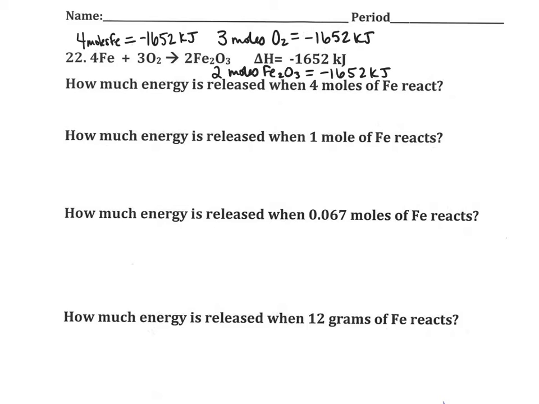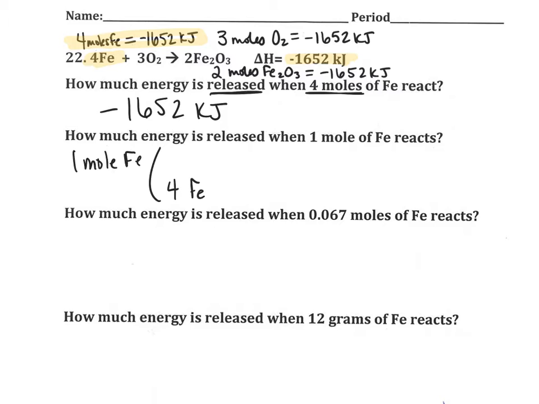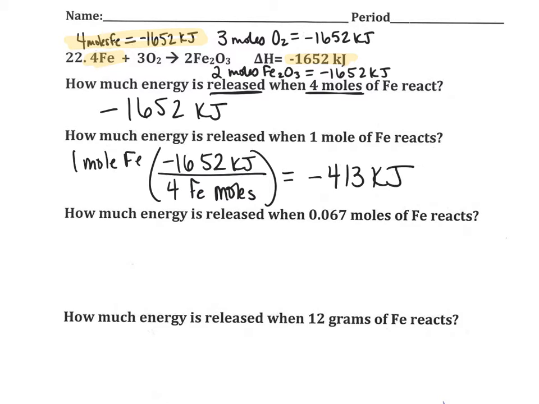So the first question wants to know how much energy is released when 4 moles. Well, if I look at my information here, I've got 4 moles. 4 moles is making my equation balanced, produces 1,652 kilojoules of energy. Now, what if I only have 1 mole reacting? Well, 1 mole of iron, I can use that relationship from my balanced equation that 4 moles of iron are going to produce 1,652 kilojoules of energy. So when I solve for that, 1 mole is going to produce 413 kilojoules of energy.